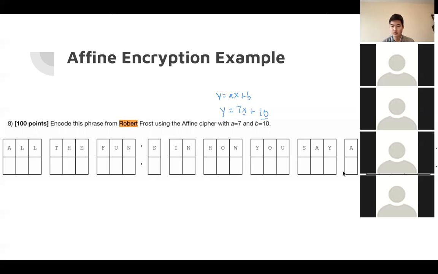So anytime you're encrypting A, you just put in 10, so A equals K. Okay, I said it was common, but I guess there's only 3 in this quote.